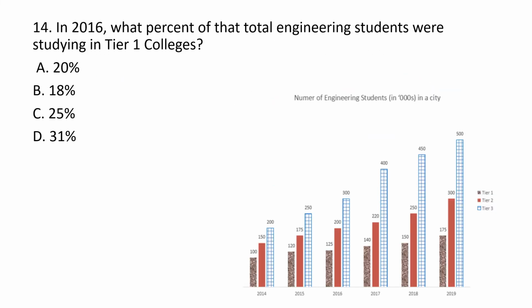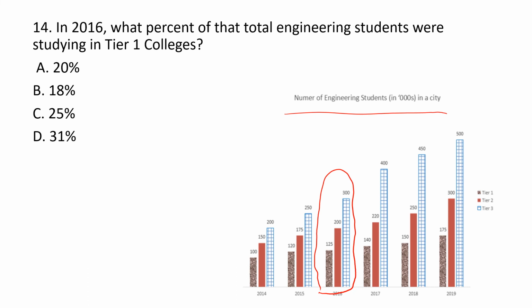Yeah, now we got another graphical question under which we are asked 3 questions. It's about the number of engineering students in a city. In 2016, what percent of total engineering students were studying in tier 1 colleges? So friends, when we are asked about one particular year, just focus on this 2016.